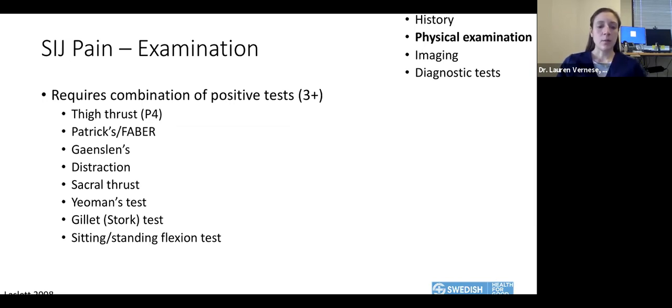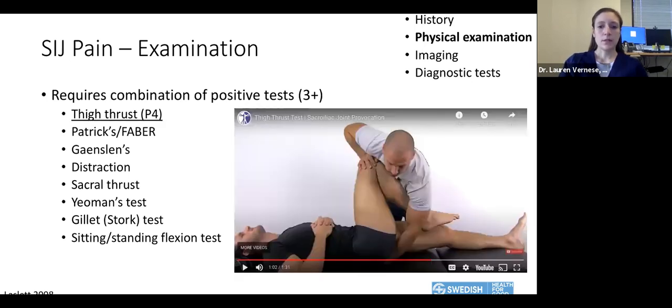So I've listed out here a bunch of different tests that you can perform in the exam room to look for sacroiliac joint pain. I'm going to go over just a few of them that I found to be more sensitive and specific. So the thigh thrust test, this is just demonstrated in this picture here. The patient is lying supine. The examiner is putting a force directly through the knee, through the femur to the sacroiliac joint. Reproduction of pain is considered a positive test.